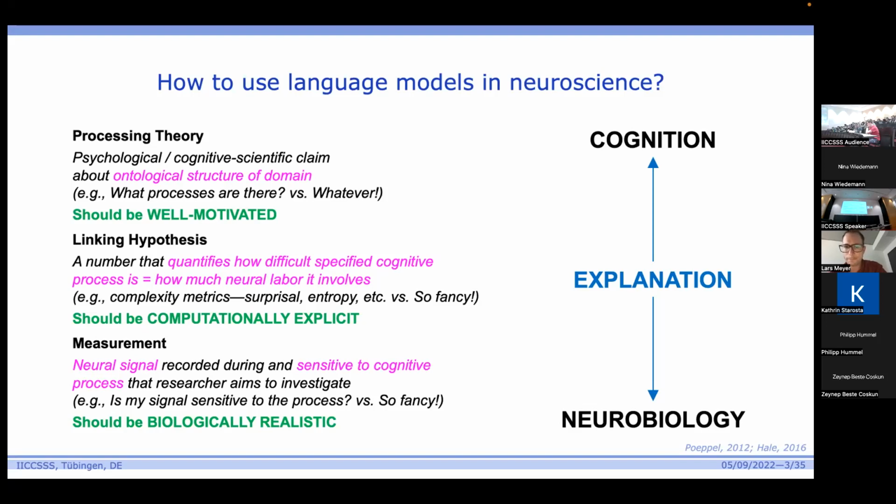And I will try in the examples today to speak to all three boxes, okay? And that's also why I selected the studies that I'm presenting today. Because in those studies, we hope that we got full circle, covering this whole relationship between processing theory, measurement, and the linking hypothesis that joins them too.